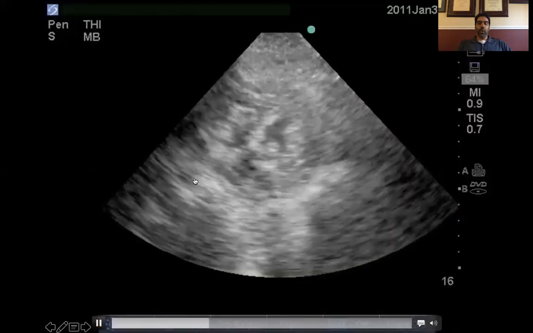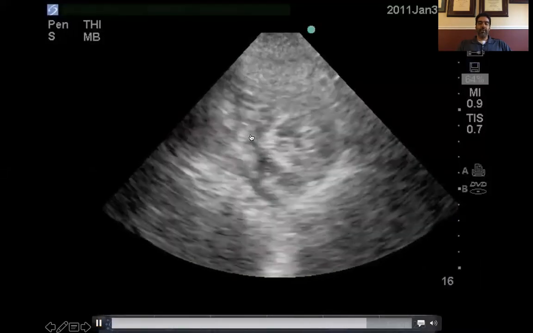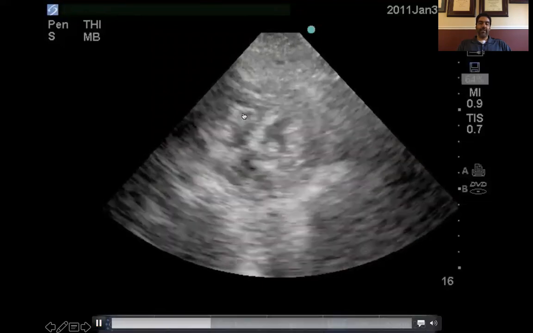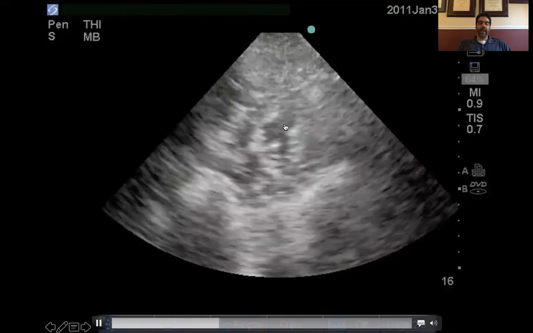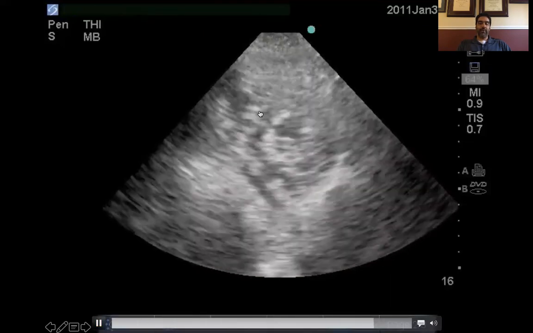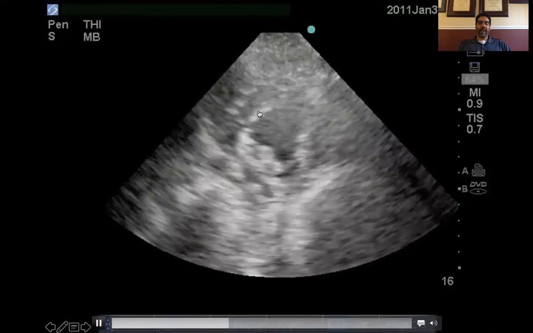So here is normal septal shape and motion. You can see that the septum is convex, convexly pointed to the RV. You can see that the septum moves in towards the LV in systole. It moves out away from the LV in diastole.